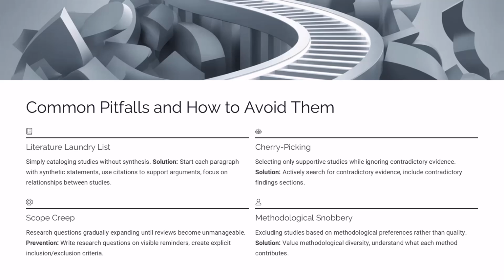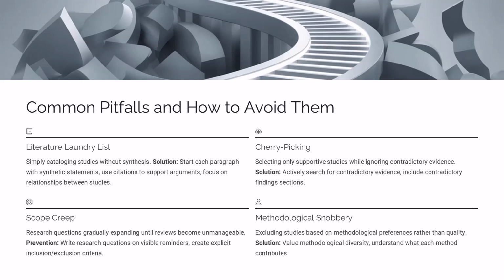The scope creep disaster occurs when research questions gradually expand until reviews become unmanageable. This happens due to interesting tangential studies, pressure to be comprehensive, and lack of clear boundaries. Prevention involves writing research questions on visible reminders, creating explicit inclusion-exclusion criteria before searching, and conducting regular scope checks.